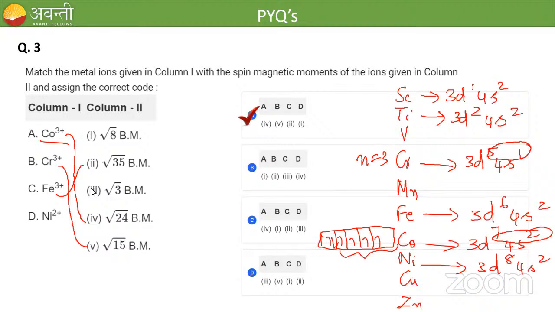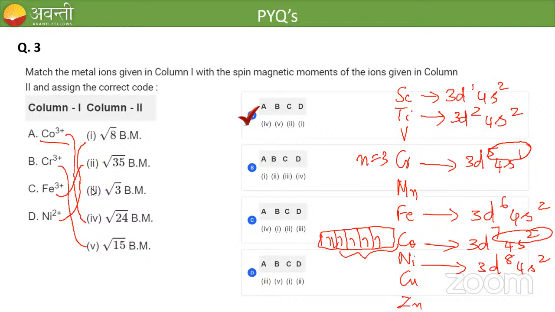So D will go for, not 3, 2 unpaired electrons. So if it is 2, then we will have root 8 as the answer. Got it? So D goes to 1. Option A is the correct answer. Very good.